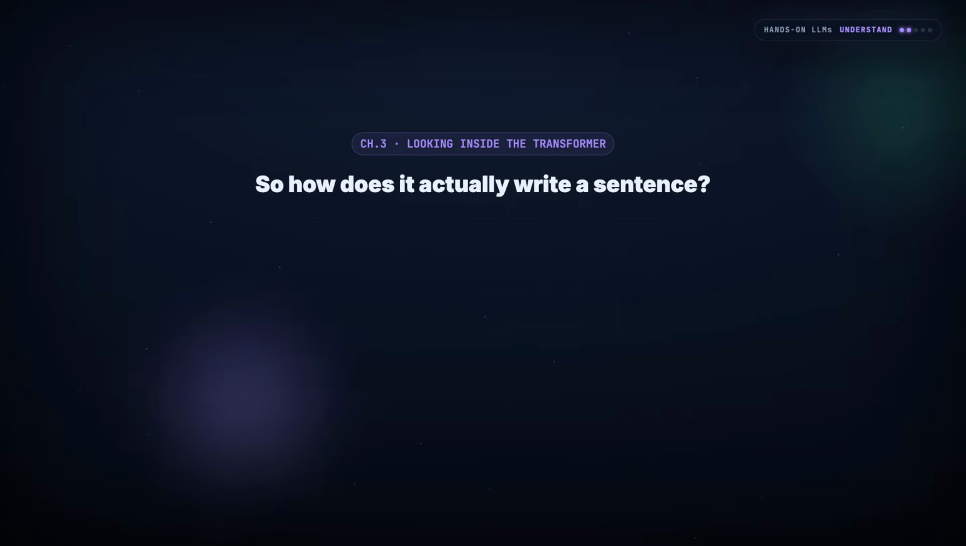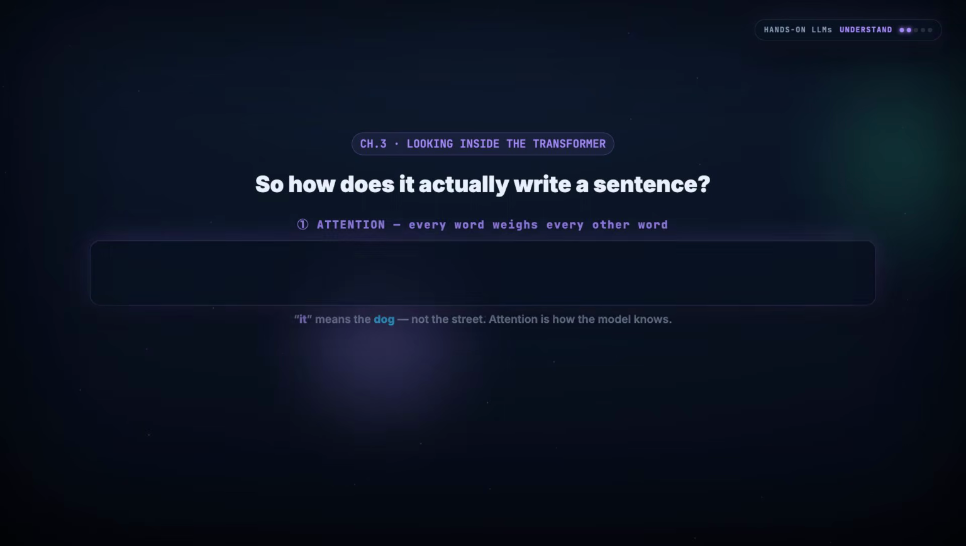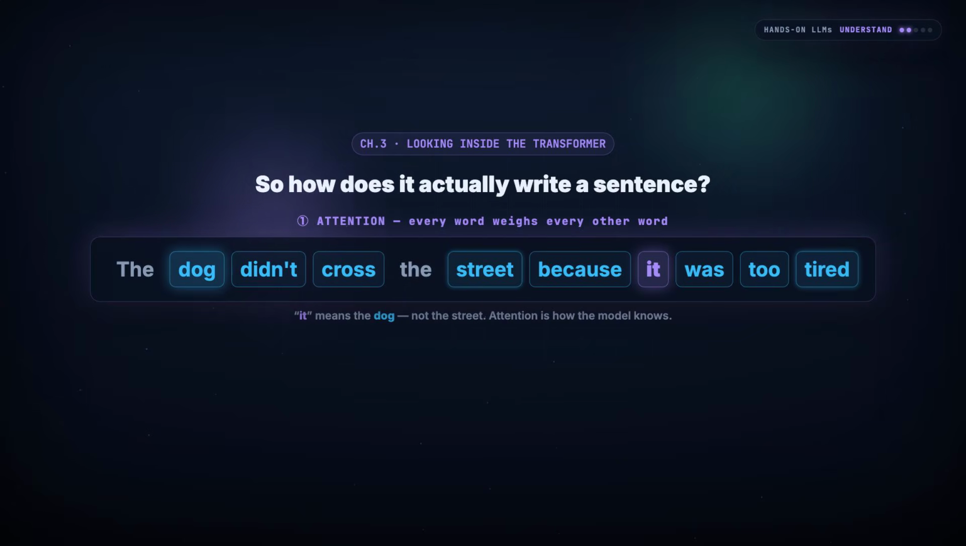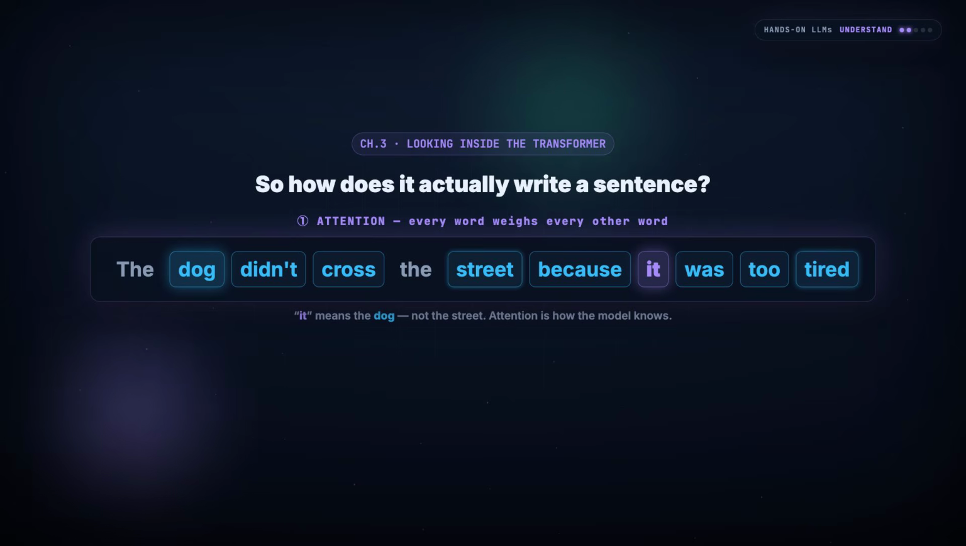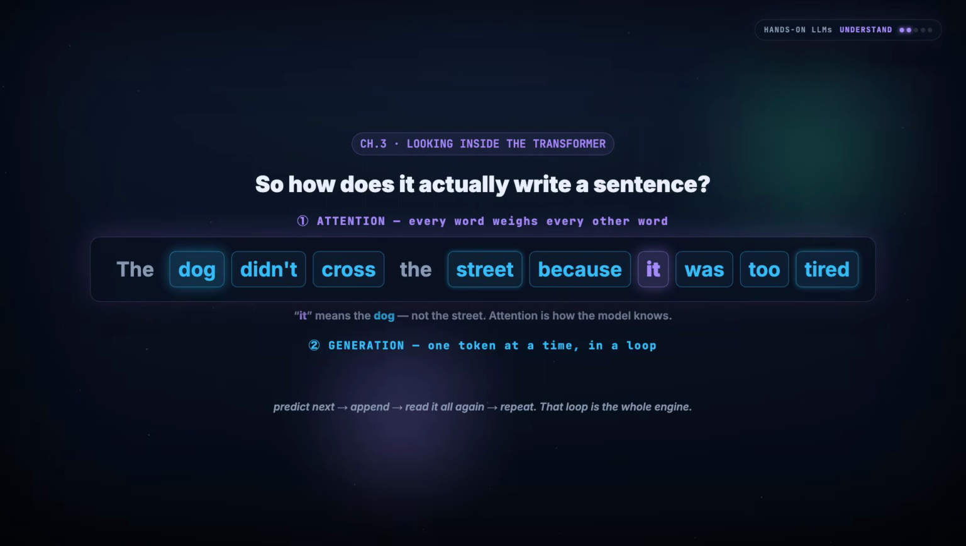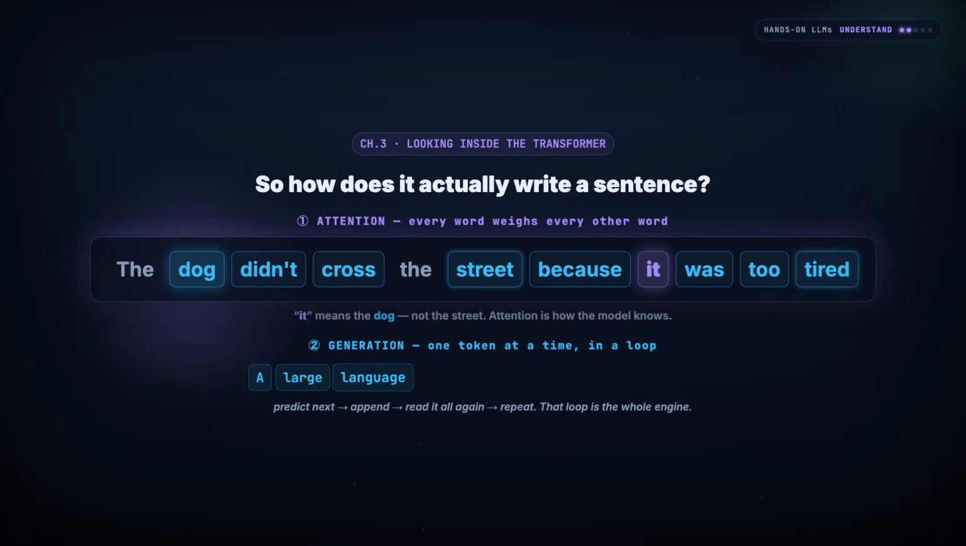So if a model only sees numbers, how does it write a sentence? That's chapter 3, looking inside the transformer. And this is where Alammar's gift for pictures really pays off. The key idea is a mechanism called attention. When the model reads a sentence, attention lets every word look at every other word and decide which ones actually matter for what comes next. In the sentence, the dog didn't cross the street because it was too tired.